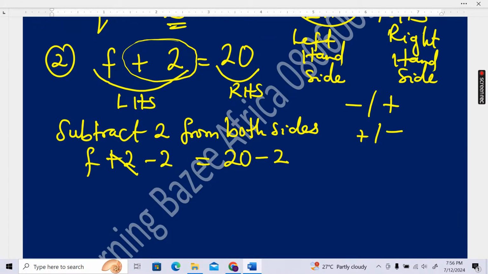So plus 2 minus 2 is 0. So we are left with F. So F is equal to 20 minus 2, which is 18. So the unknown value, which is F, is equal to 18. If you replace the letter F with 18 and say 18 plus 2 equals 20, the statement is true.